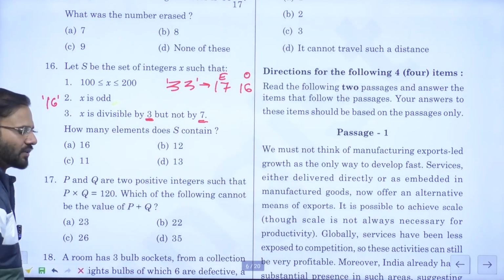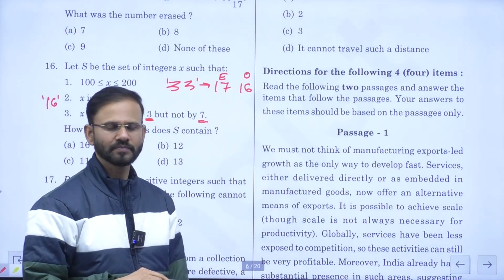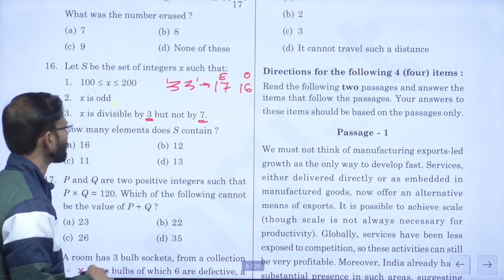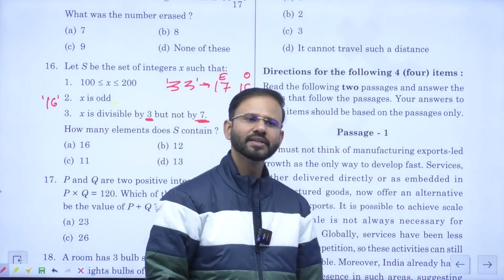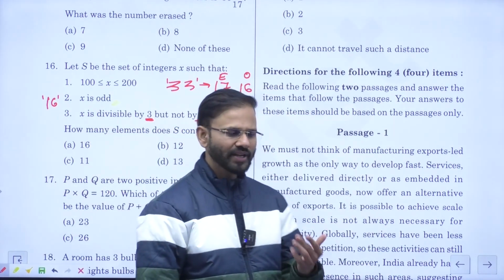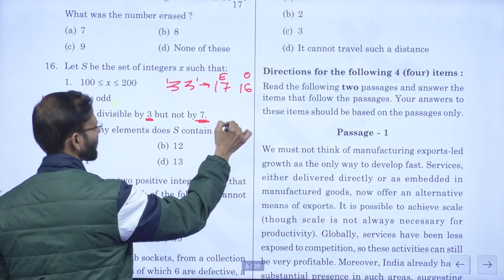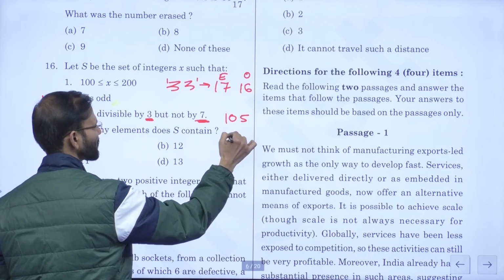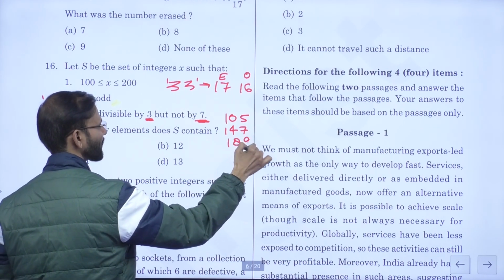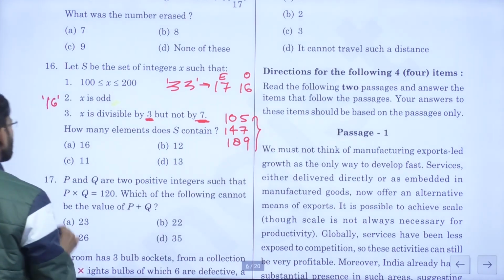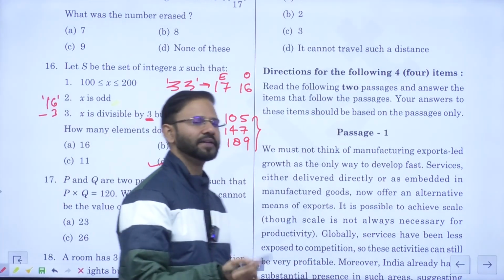Guys, x is odd. An odd number is not divisible by 7 and it is divisible by 3. So obviously 7 into 3 is what? 21. So we have to exclude the multiples of 21 also. So guys, 105 is the first number. 105 plus 42 is 147, plus 42, 189. We have to exclude these three numbers. So 16 minus 3 is 13. Guys, the answer is 13 here.